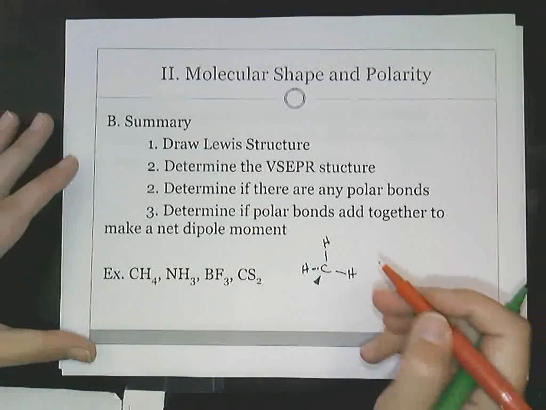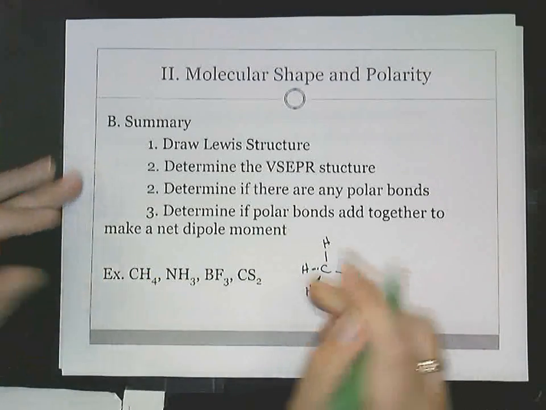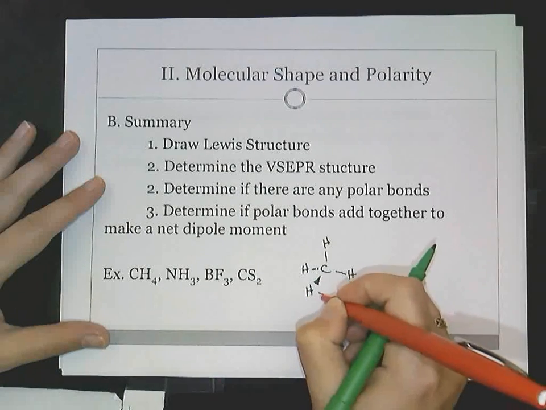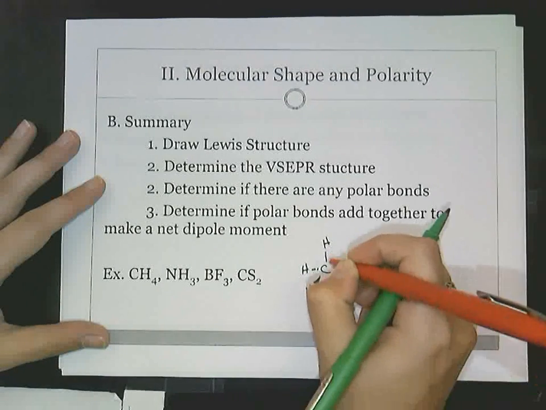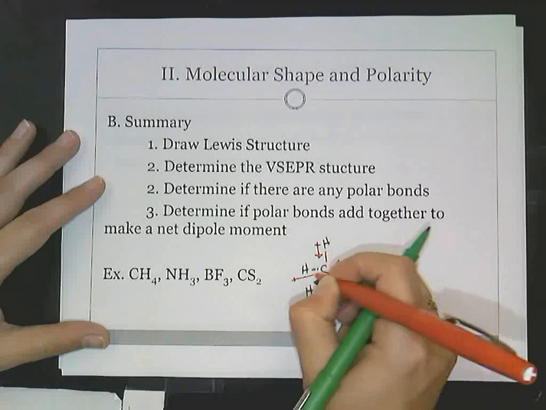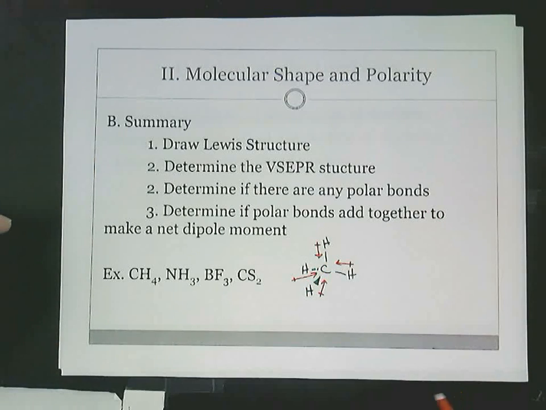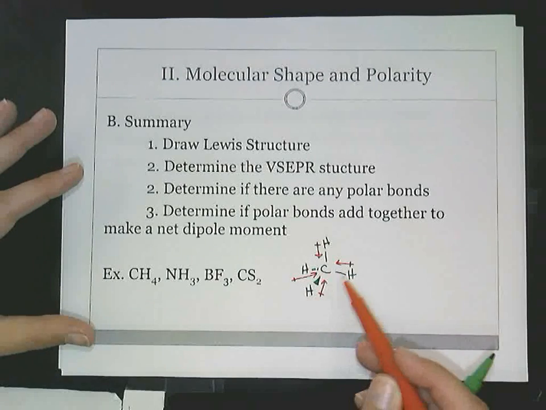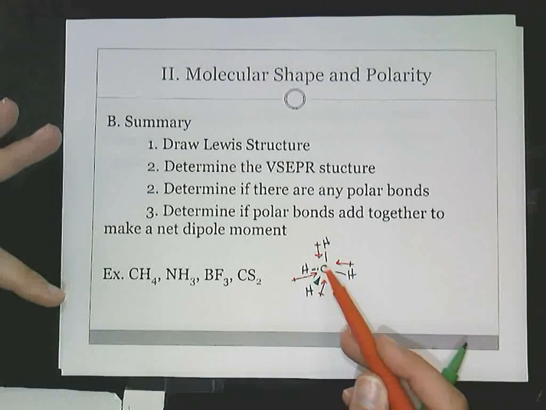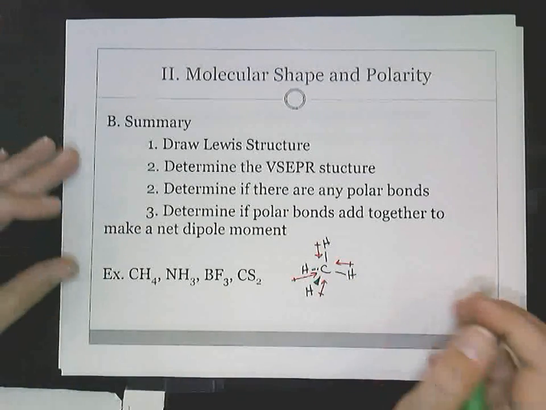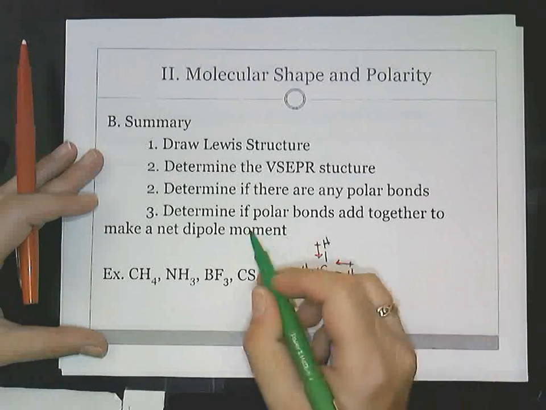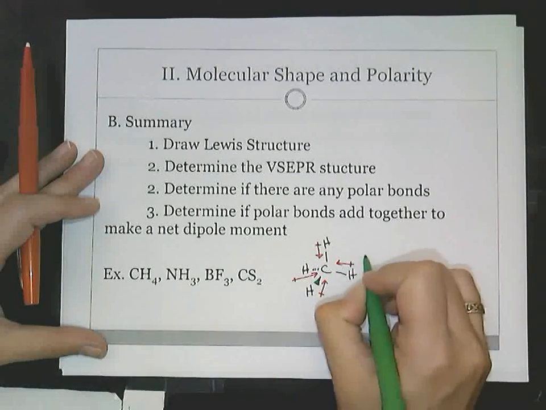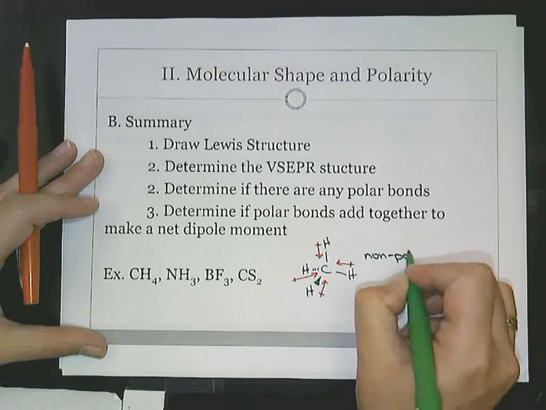All the angles are 109.5 degrees. And all of the electrons are traveling from the hydrogen to the carbon, and they're all going to cancel each other out. They're all going in a similar direction towards the center, and they're all evenly spread out. So overall, they do not add together to make a net dipole moment. This molecule will be considered nonpolar.